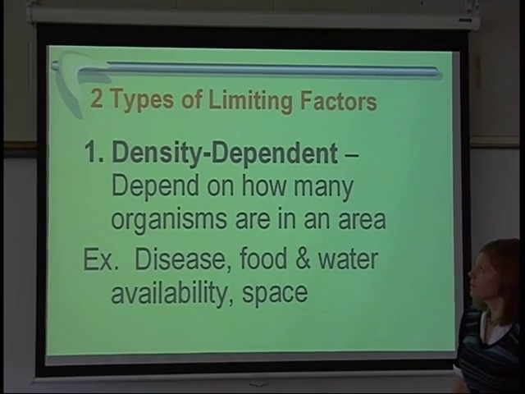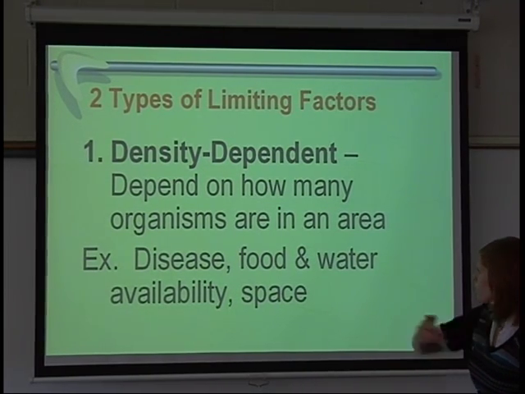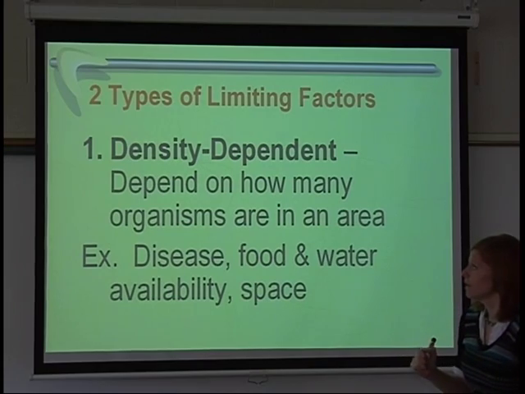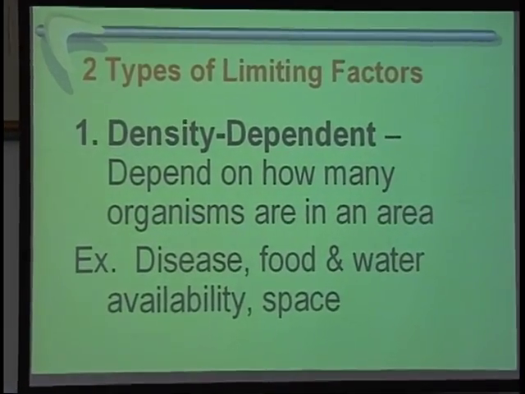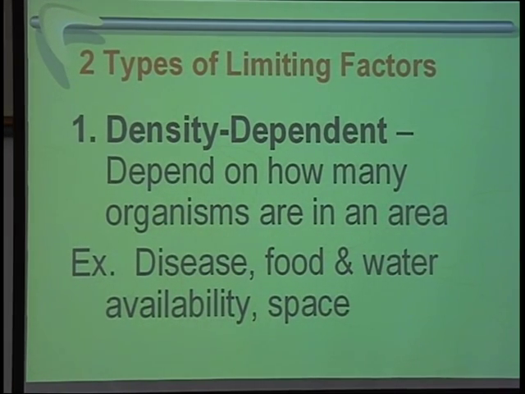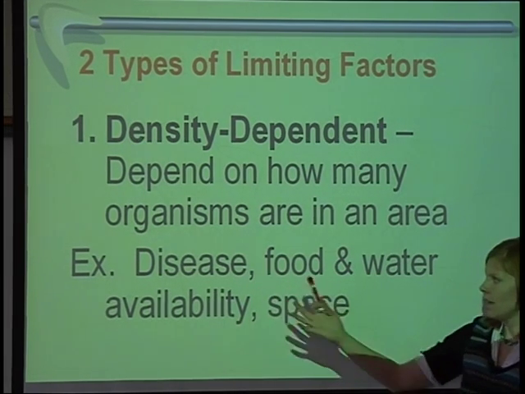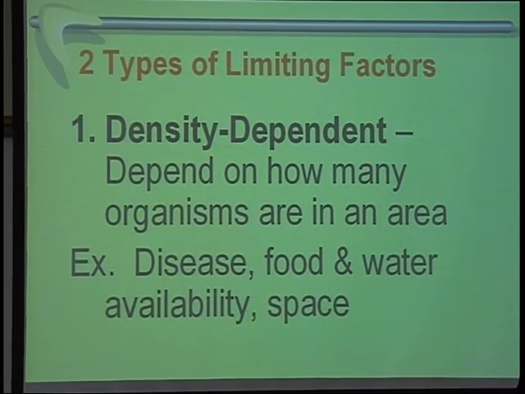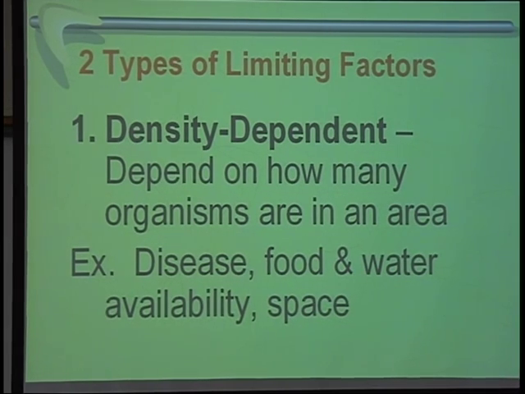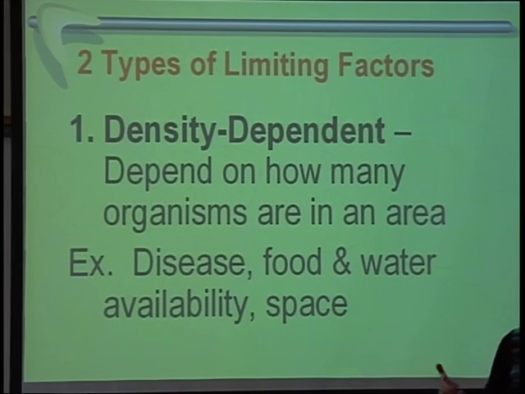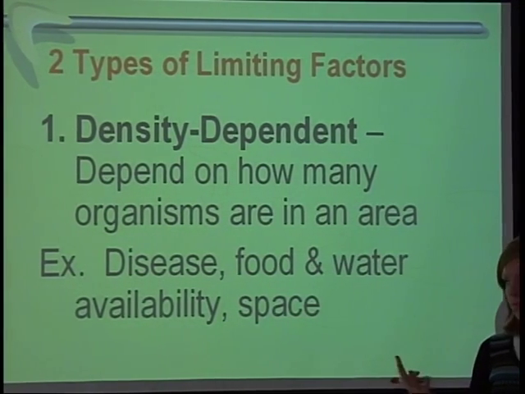We have two types that limiting factors fit into. The first type is called density dependent. This means it depends on how many organisms there are, like how densely packed the population is. Some examples would be things like disease. If an individual comes down with a disease, and they're closely packed in with other individuals, that disease can spread faster through that population. Same thing with food. If you're densely packed, there might be competition over the food or the water.